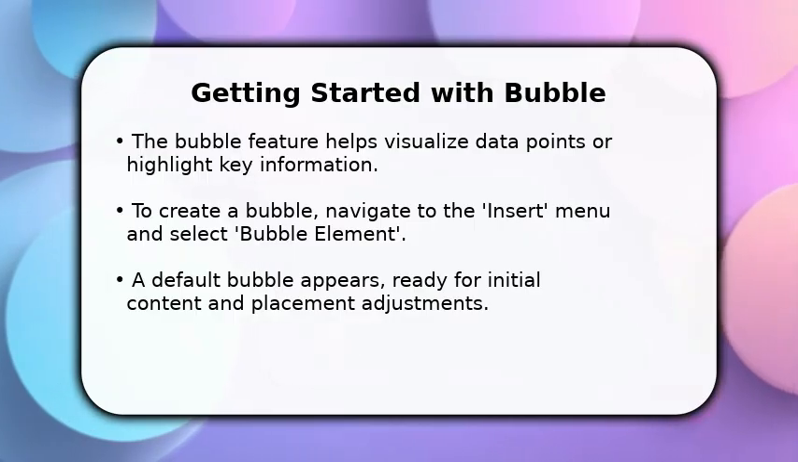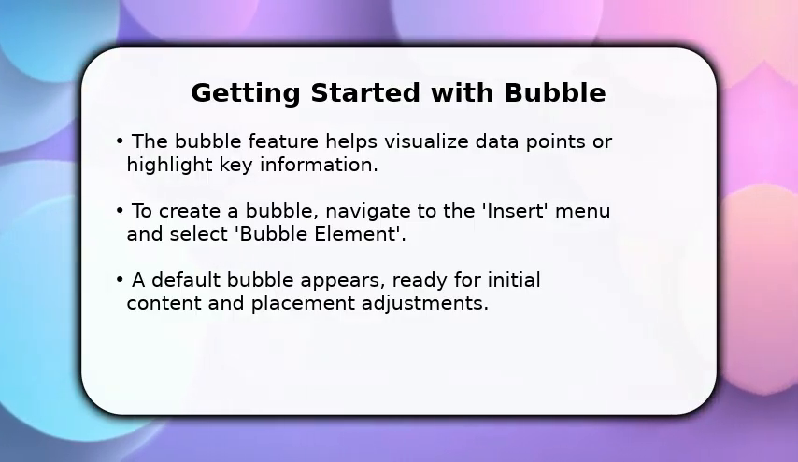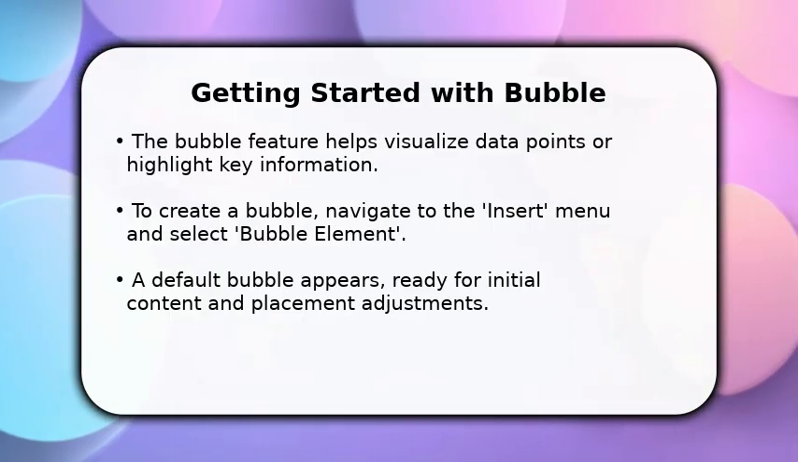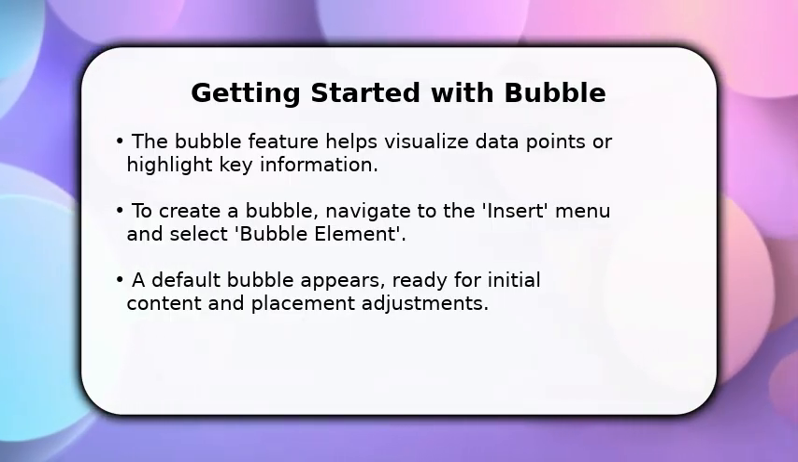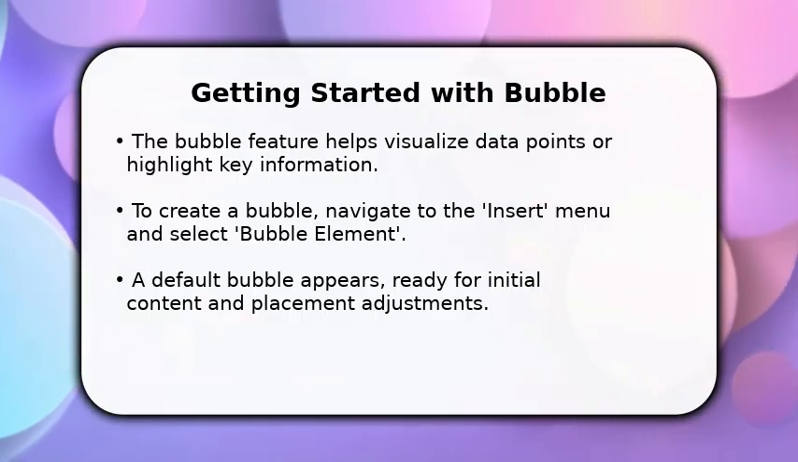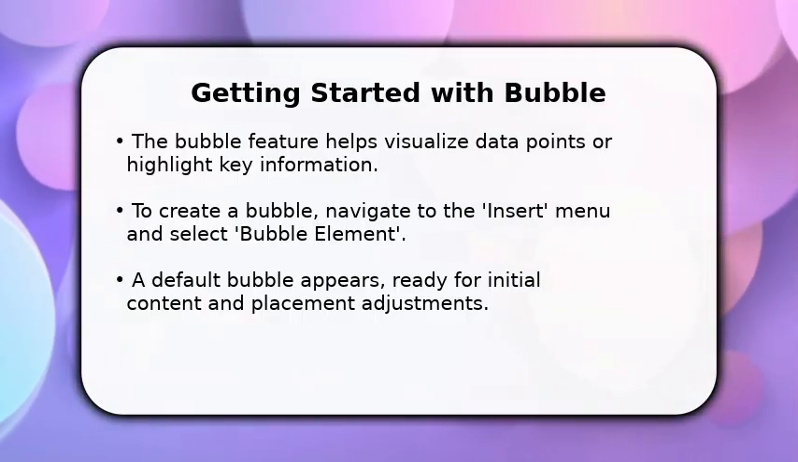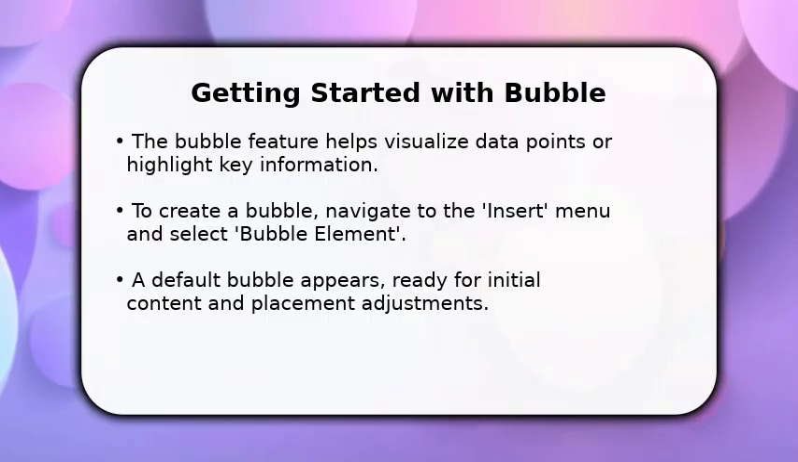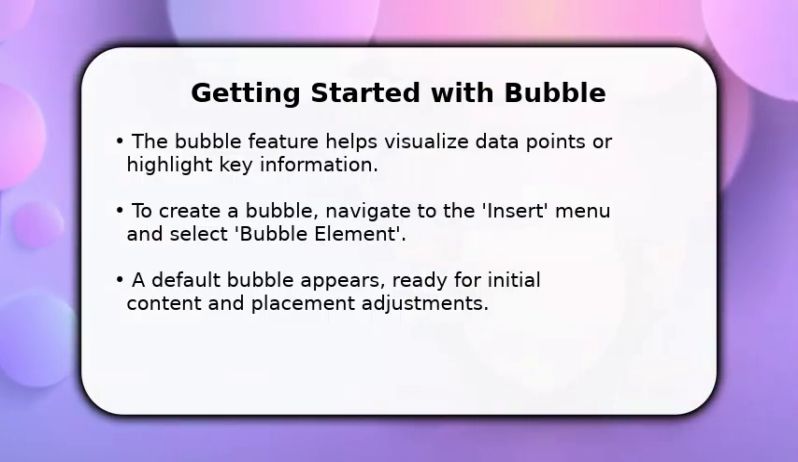First, locate the Insert menu within your Fisch interface. From there, select the Bubble Element option. A new, empty bubble will instantly appear on your canvas. You can then drag and drop it to your desired position. This initial step is quick, taking only a few seconds to get your first bubble ready for customization and content.